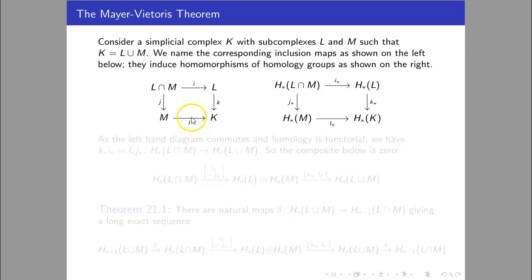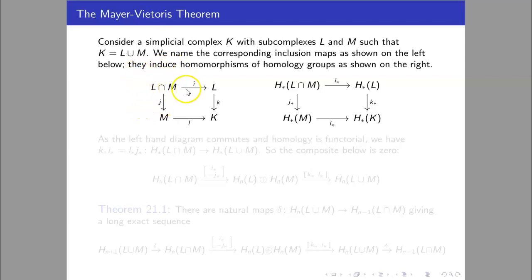And we're going to have a theorem that relates the homology groups of L and M, and of L intersect M, and of L union M, which is the same as K. So to describe what's going on here, we need to have names for the inclusion maps between these various complexes.